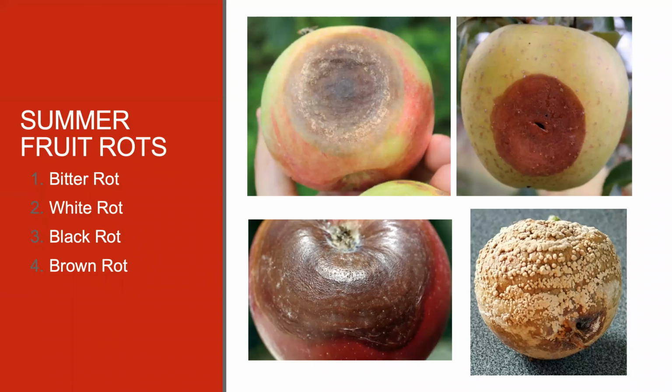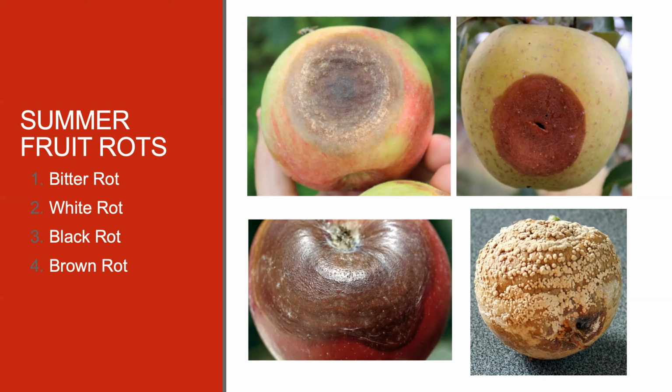The first image shows signs and symptoms of bitter rot. That's the top left image. The lesions are circular and sunken, and under favorable environmental conditions, masses of orange spores can be seen in concentric rings within the lesion. The second fruit rot, shown at the top right, is white rot.